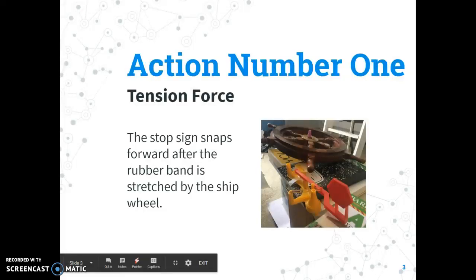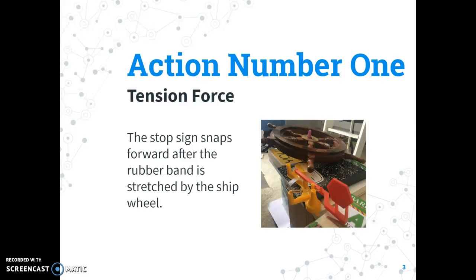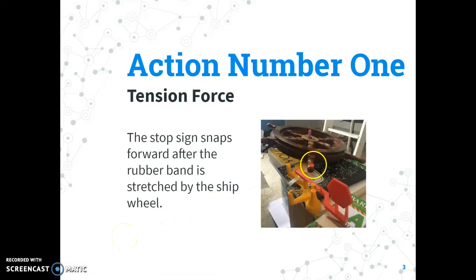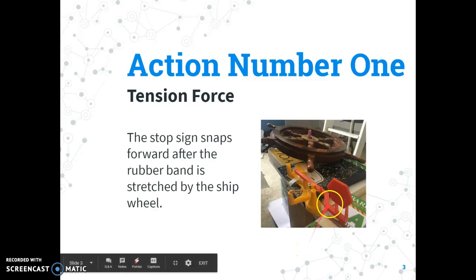And let's look at Action 1. Action 1 utilized tension force. What happened was the stop sign snaps forward after the rubber band is stretched by the ship's wheel. So the ship's wheel is turned by a person, and then it hits this knob, which causes that to stretch back in this direction, and then when the lever lets go of that, it causes it to spring forward because of the rubber band and the tension force in here.